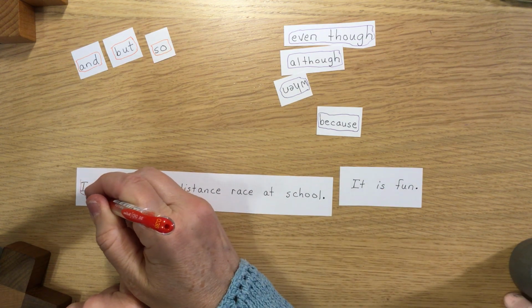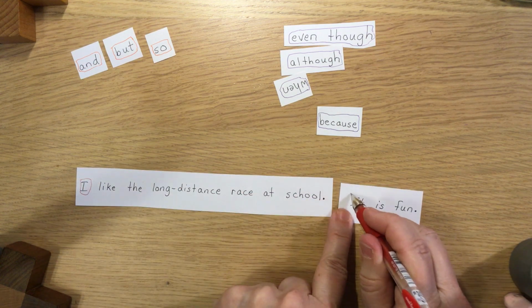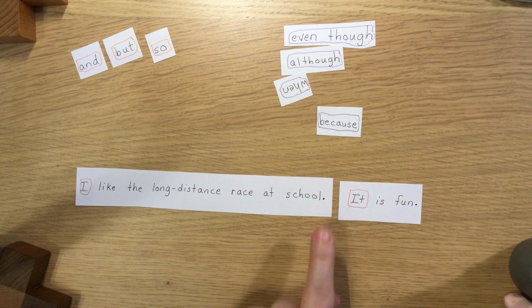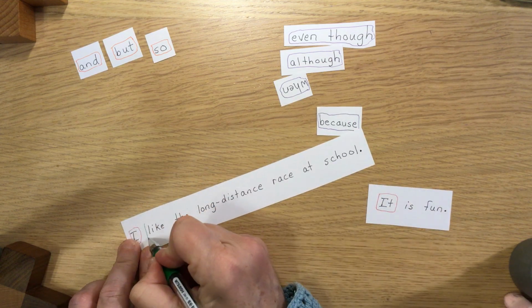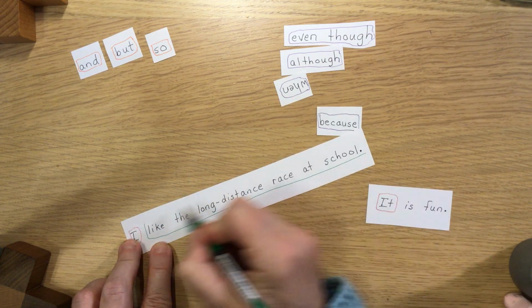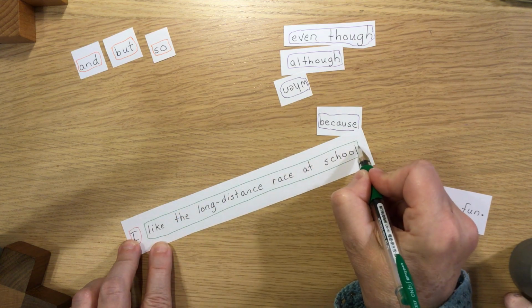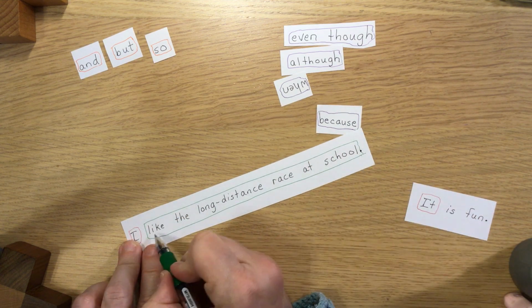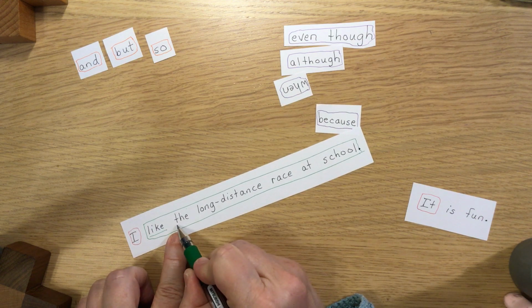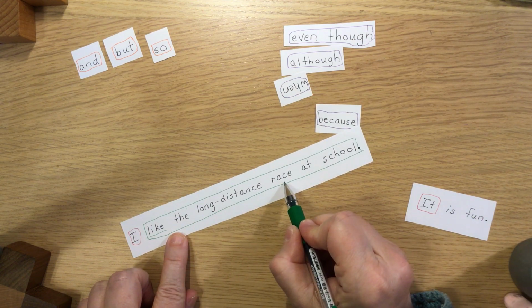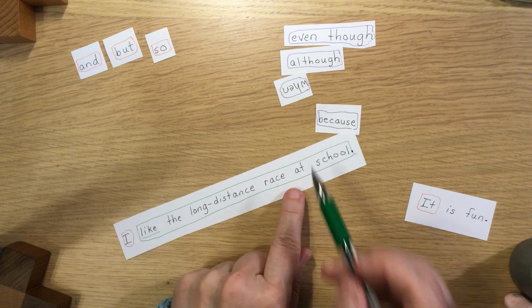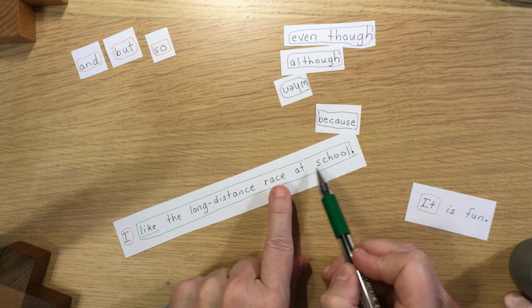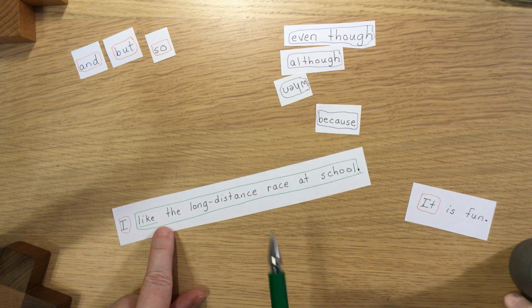This one has a subject here. This one has a subject here. Both of those subjects are pronouns. This has a predicate. We can see that we have the verb like what? The long distance race, that's the object. And we have a prepositional phrase, at school. That tells us where the race is.